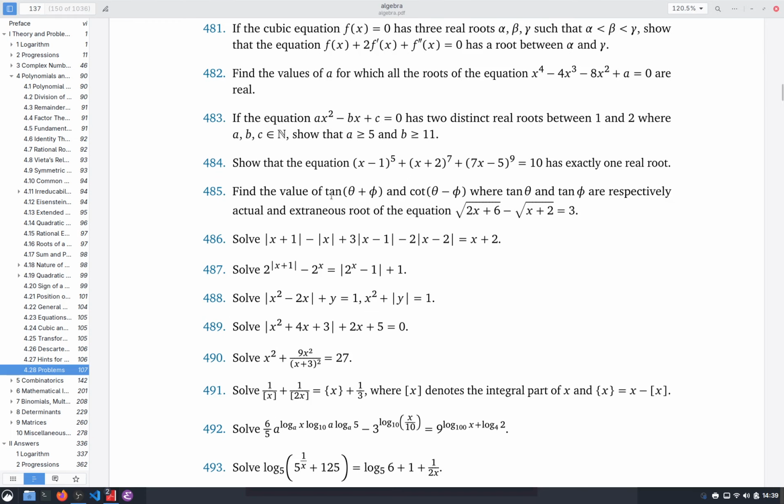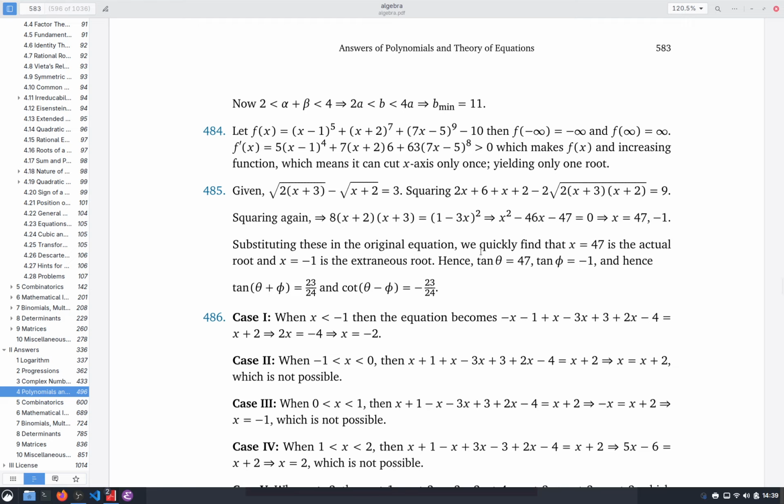Question 485 says that find the value of tan(θ + φ) and cot(θ + φ), where tan θ and tan φ are respectively actual and extraneous root of the equation √(2x + 6) - √(x + 2) = 3. So we square this given equation, we get 2x + 6 + x + 2 - 2√(2(x + 3)(x + 2)) = 9. So you bring all this to one side along with 9 and then you square again. And finally you will arrive at solving that x is equal to 47 and -1.